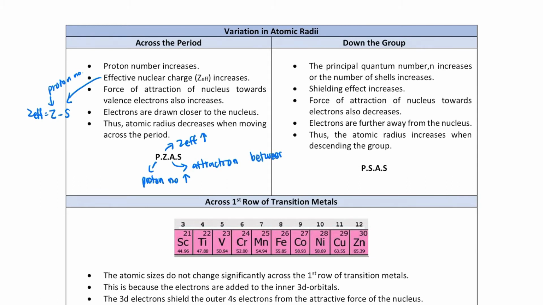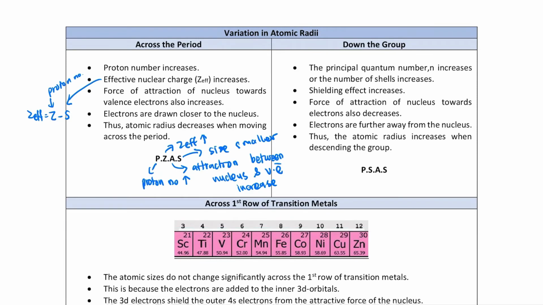Attraction between apa dengan apa? Between nucleus and valence electron or outermost electron increase. Since the attraction increases, that means the size will be smaller. Okay, alright, so itu cara ingat dia.